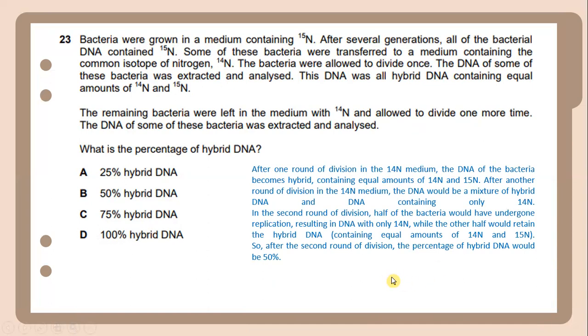After one round of division in the N14 medium, the DNA of the bacteria becomes hybrid, containing equal amounts of N14 and N15. After another round of division in N14 medium, the DNA would be a mixture of hybrid DNA and DNA containing only N14. In the second round of division, half of the DNA would have undergone replication, resulting in DNA with only N14, while the other half would retain the hybrid DNA containing equal amounts of N14 and N15. So, after the second round of division, the percentage of hybrid DNA would be 50%. The answer will be B.